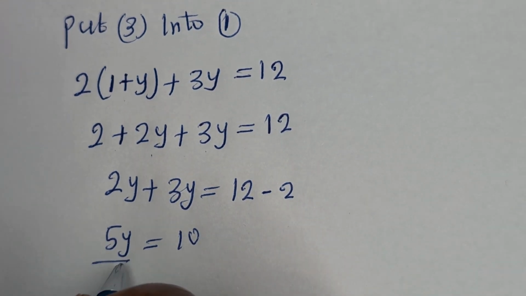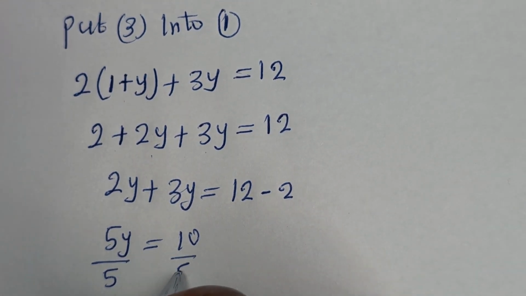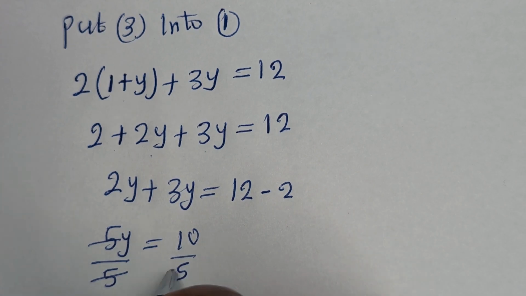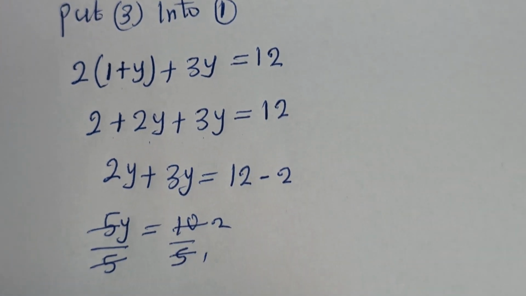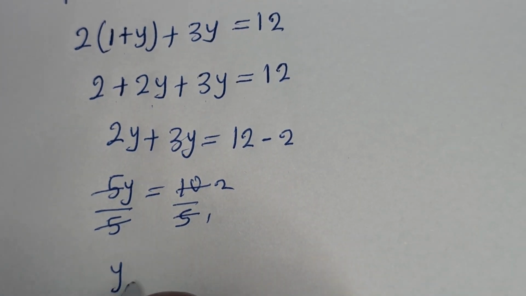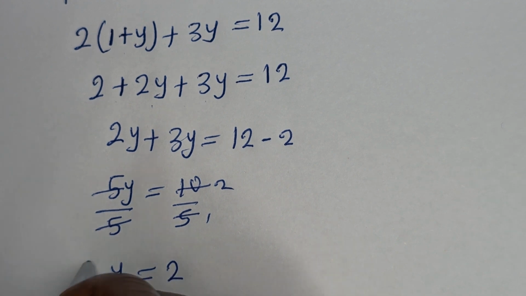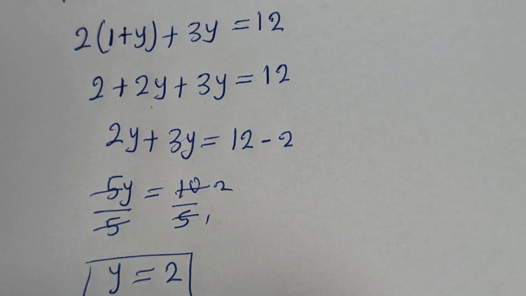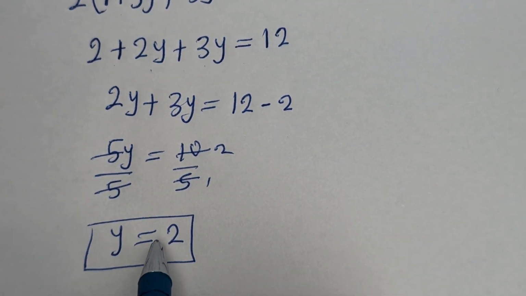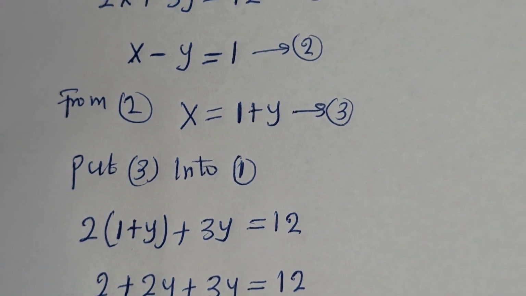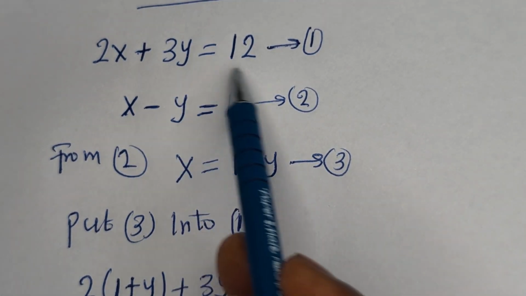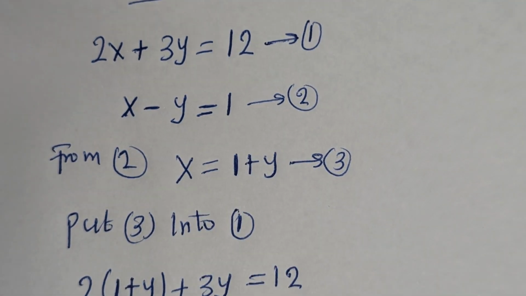Now let us divide both sides by 5. This divided by 5, this 5 cancels this. 5 here 1, 5 here 2. y is equal to 2. This is the value of y. Now we've got the value of y. Let us solve for x using either equation 1 or equation 2. But I'm going to make use of this same equation 2.